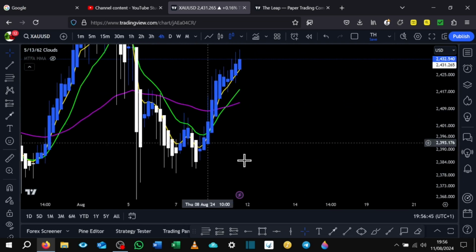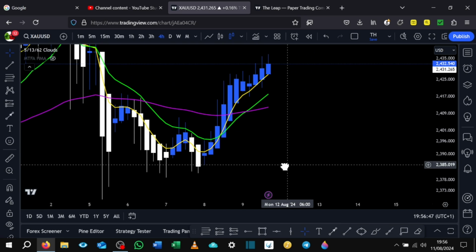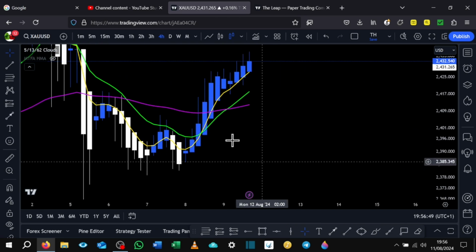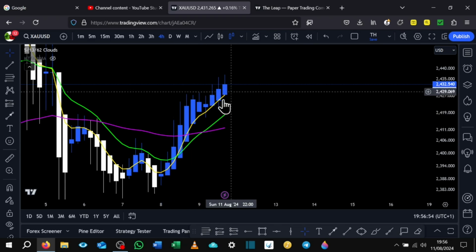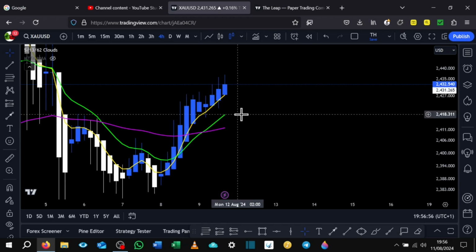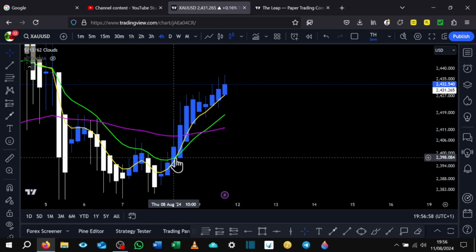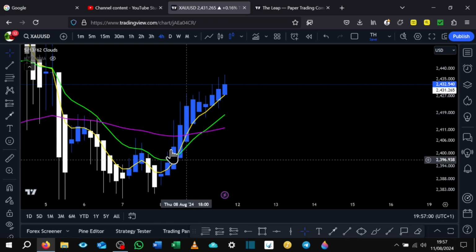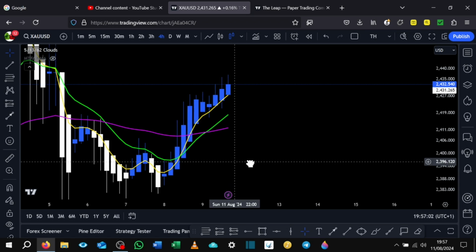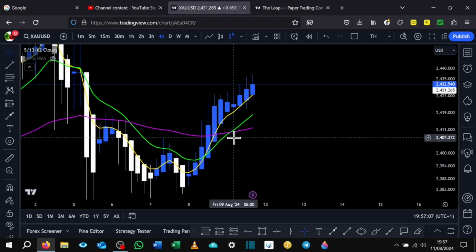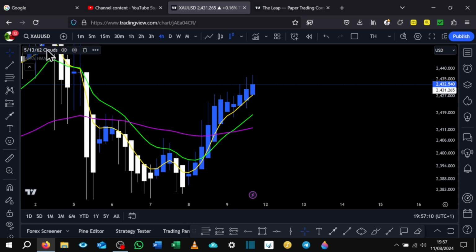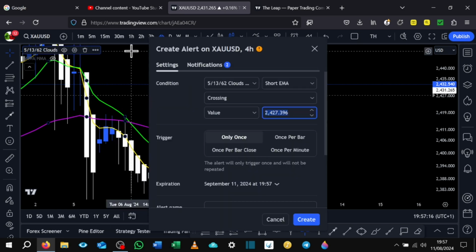So let's see. The alert would have gone off there, and now I've got the 5 13 EMA crossover. My alert would have gone off here, and I would have caught this bullish move, which I'm currently not in, but now I've got the alert set. I could have caught that. So moving forward, and also we do have the 5 13 and 62 EMA crossover.